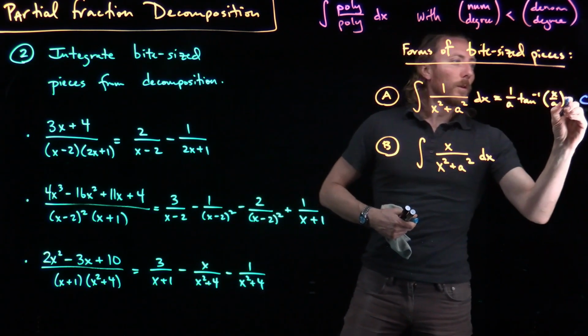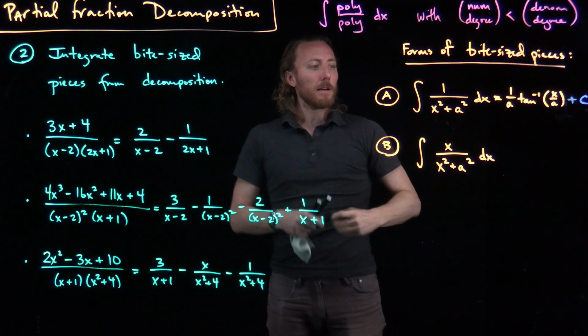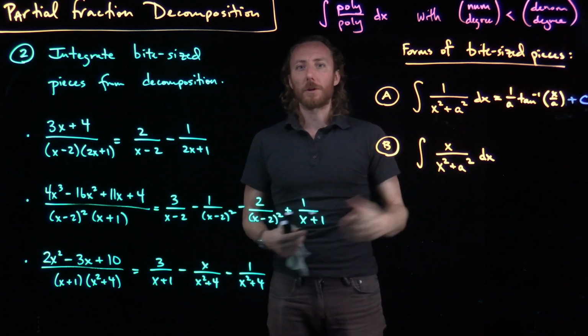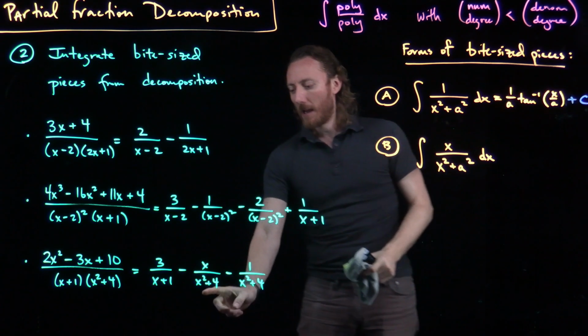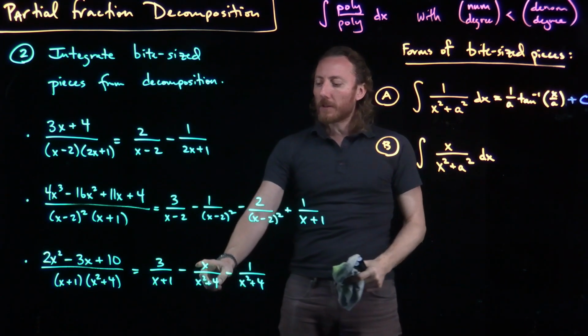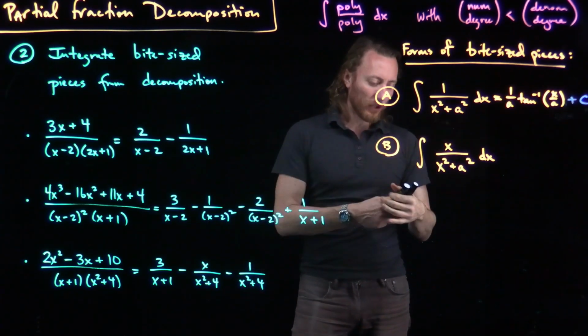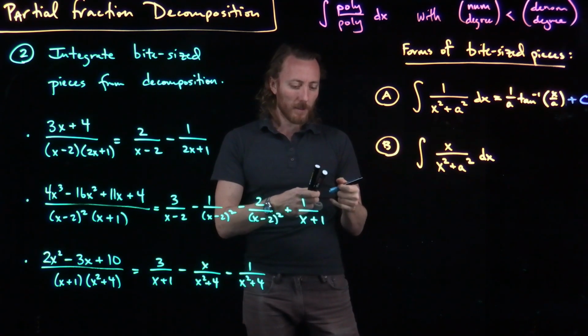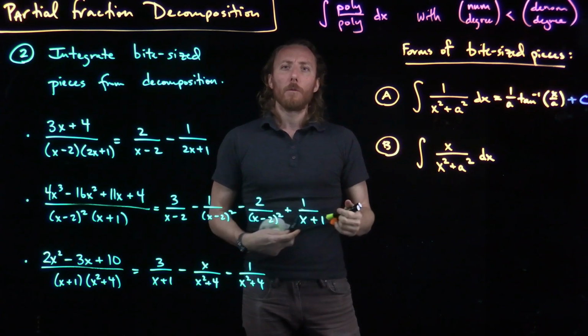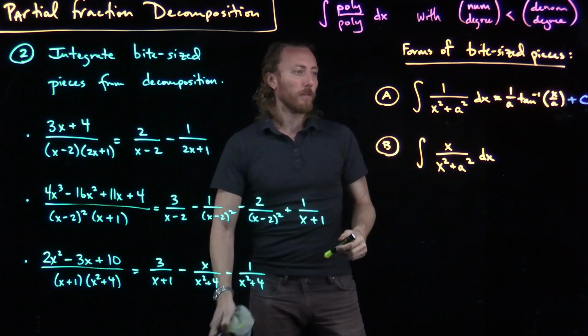Now, what's the second form that can occur? The second form is, what if you had an x upstairs with your x squared plus a squared downstairs? This is like this factor down here. If you didn't have an x, but you had like a 5x, you could factor that 5 out. So having just an x upstairs is perfectly fine. And how are we going to work with this? Well, this is actually u sub friendly straight from the go here.